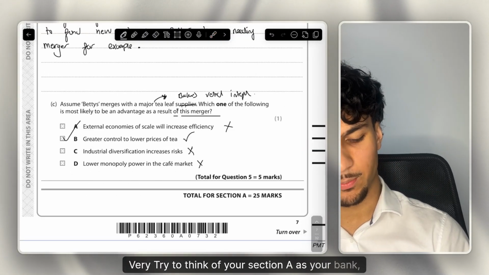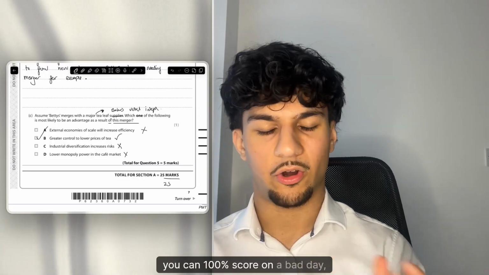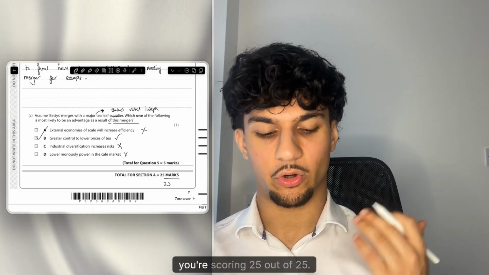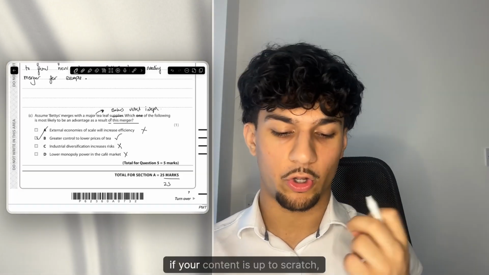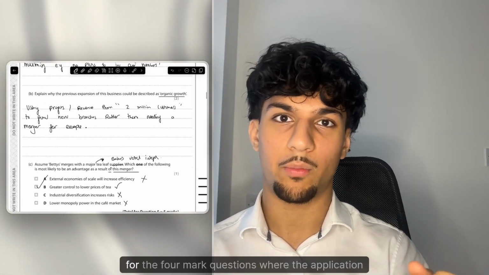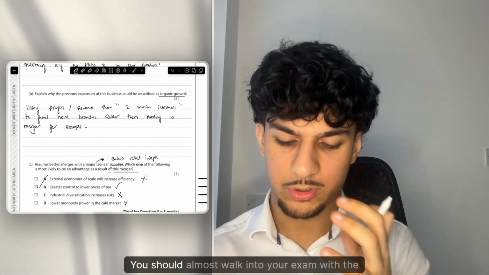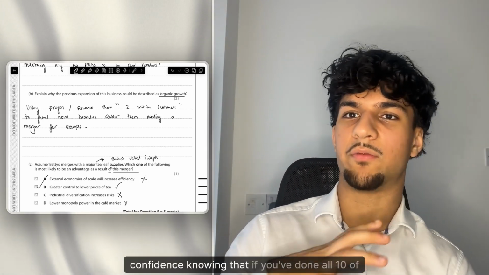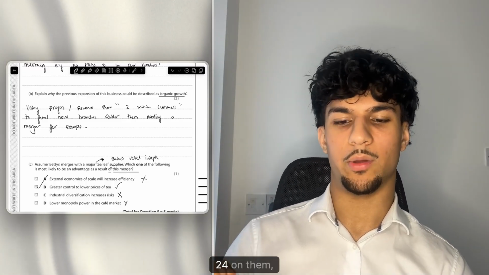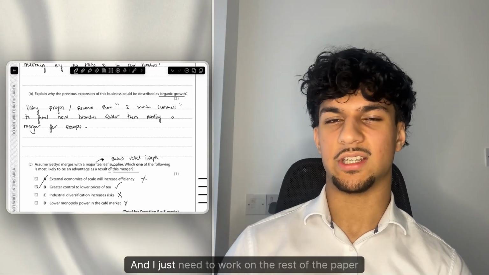Try and think of your section A as your bank, where if you put the work in before the exam, you can 100% score. On a bad day, drop 1 or 2 marks, score 23, 24, and on a normal day, you're scoring 25 out of 25. Since if your content knowledge is up to scratch, you've prepared enough, and you've worked out the exam technique, for example for the 4-mark questions, where the application marks are, you should 100% get them. This should be your bank. You should almost walk into your exam with the confidence, knowing that if you've done all 10 of the section A's in previous years, and you're averaging 23, 24 on them, you should walk into the exam feeling confident, knowing that that's 25 marks pretty much bagged, and I just need to work on the rest of the paper.